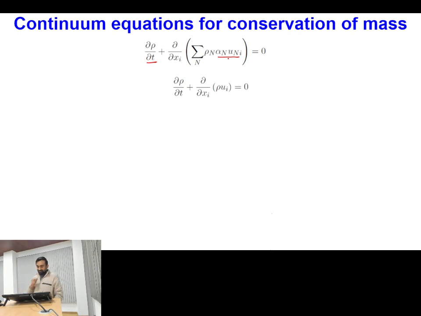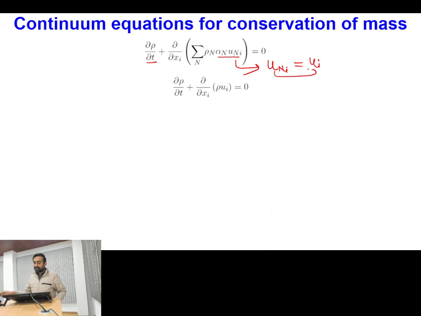Now, here we will be making one assumption. If I say all UNI equal to UI, what is the meaning of this? All phases are having the same velocity. Okay. So, if all phases are having the same velocity, it means in between all the phases their drift velocity is equal to 0. So, no relative motion between the phases.